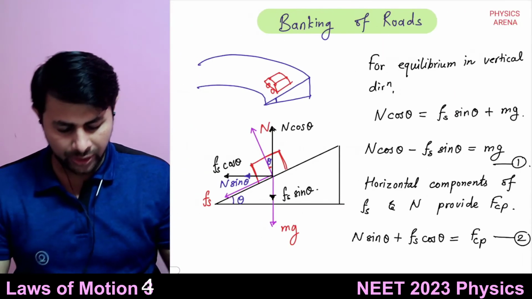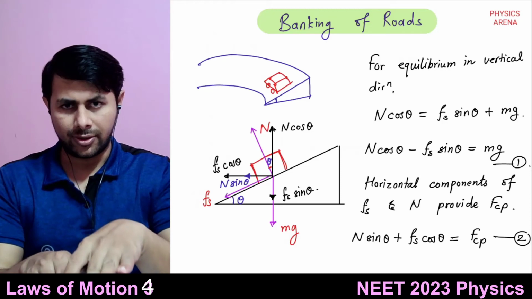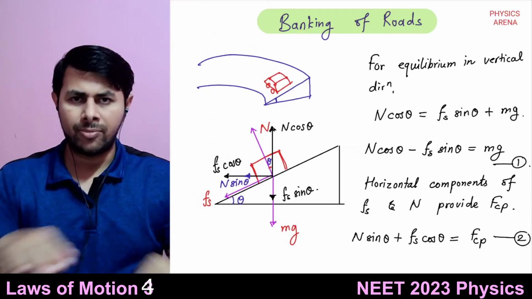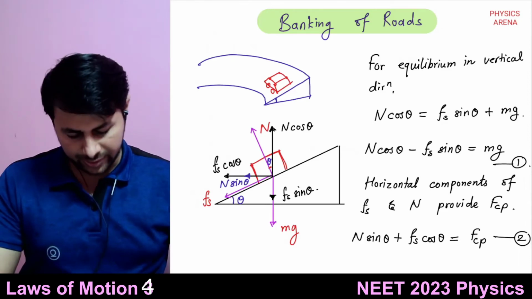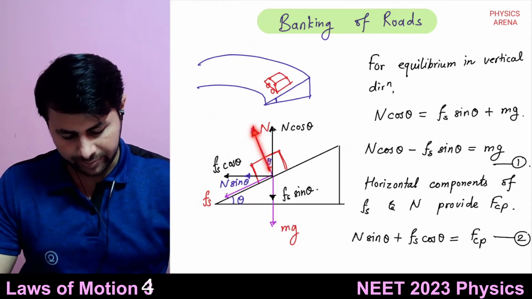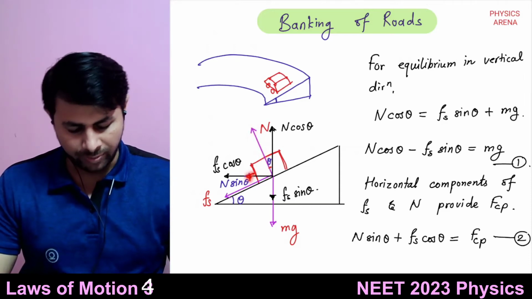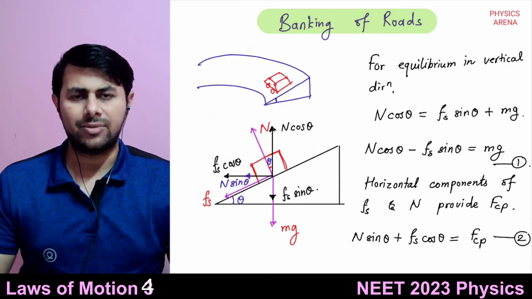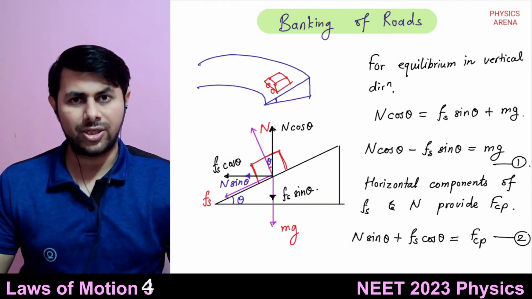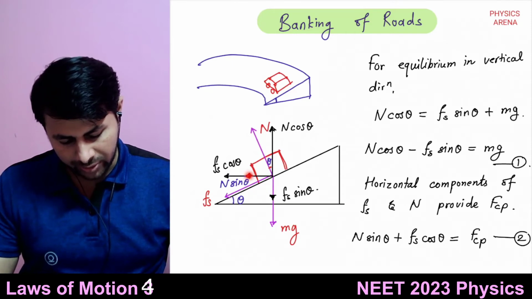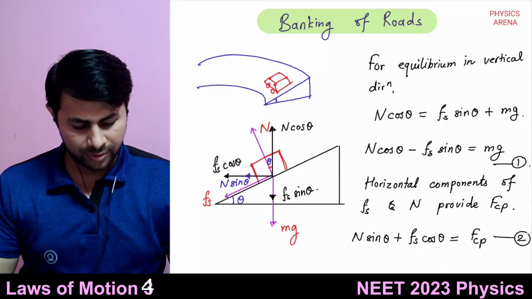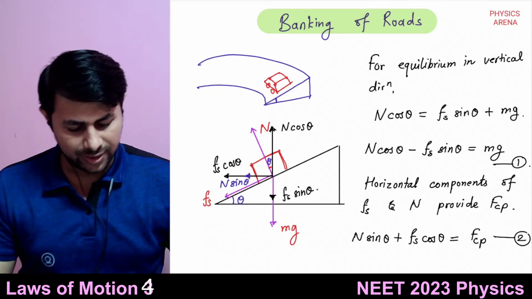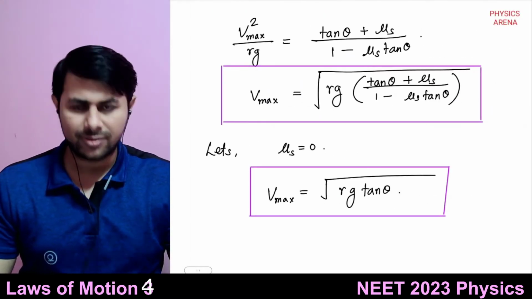How? What you have done is you have banked the road. That means the normal reaction, which was vertically upwards earlier, now it is slanted like this. So these are the components. One component of normal reaction provides for the centripetal force. So even if the friction is absent, the horizontal component of normal reaction will provide for the centripetal force. So this is the significance of banking of roads.